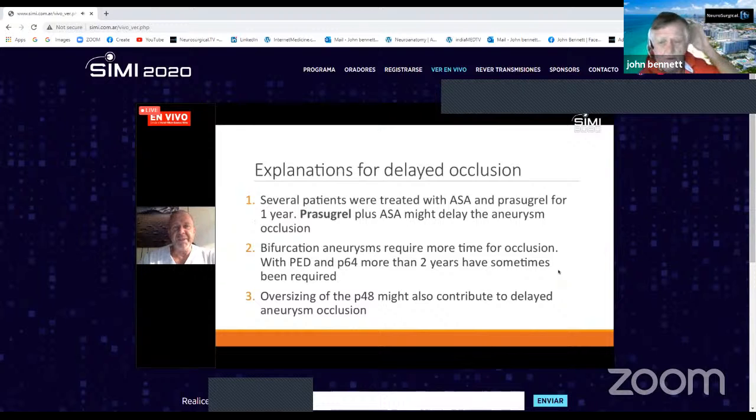So the reasons for this delayed aneurysm occlusion is that several patients were treated with aspirin and prasugrel for 1 year. They were under dual anti-aggregation for this time, and this, of course, can cause a delayed aneurysm occlusion. As previously mentioned, there was a high rate of bifurcation aneurysms. Again, it may take 2 years or even longer. And intuitively, we obviously had a tendency to oversize the P48, and since oversizing results in a reduced coverage, oversizing may result in a delayed occlusion.